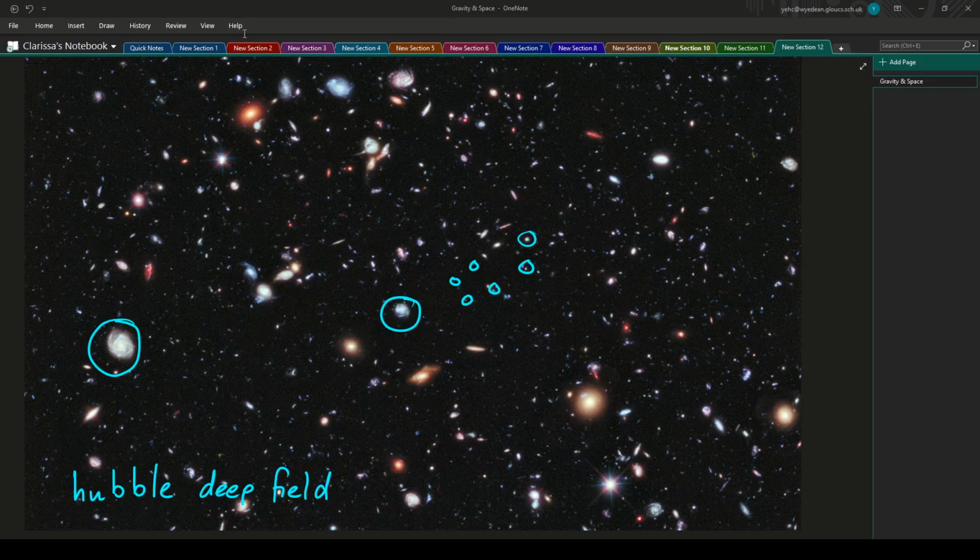That's a good question. Hold on. Let me check. How can you see Andromeda with a personal telescope? Yes, you can see Andromeda with a personal telescope.